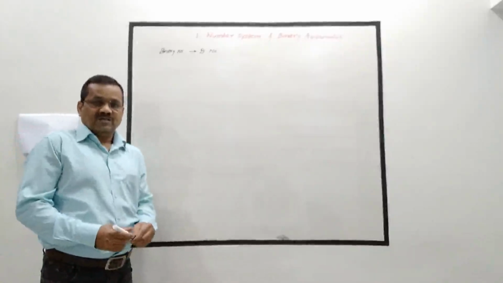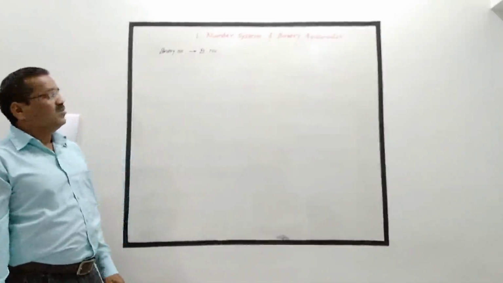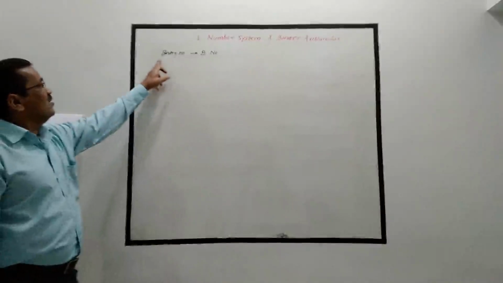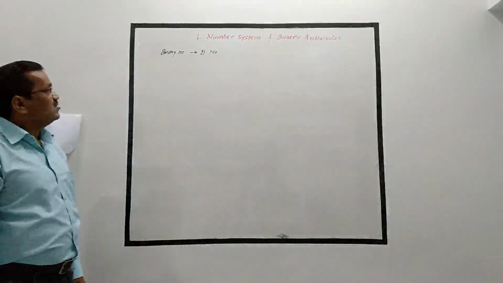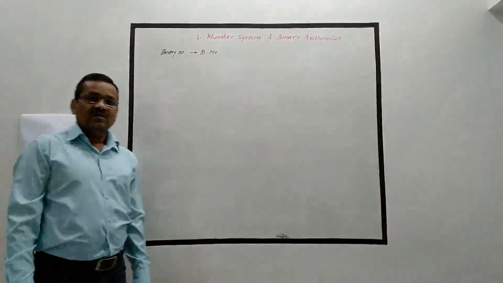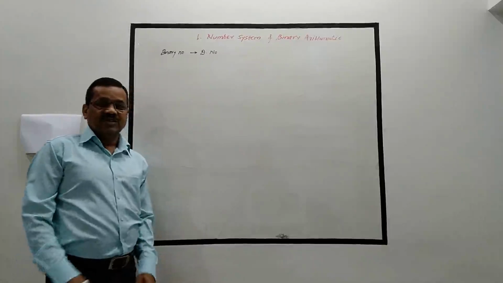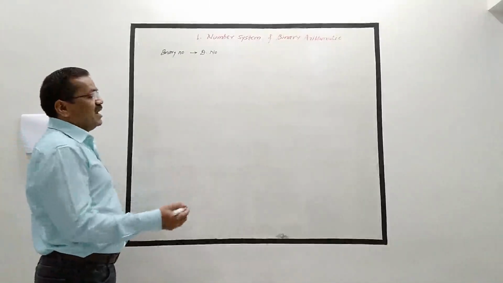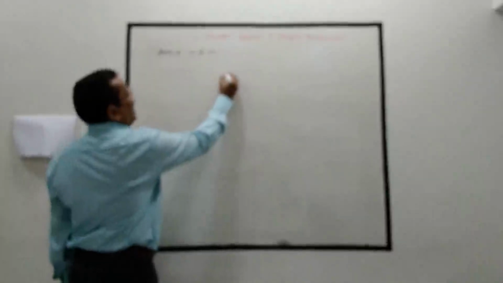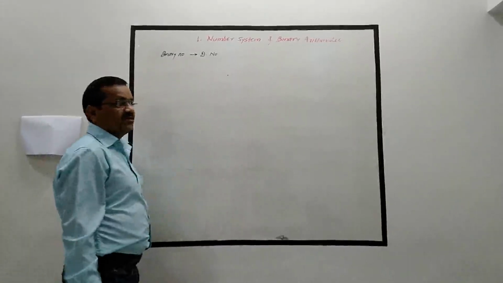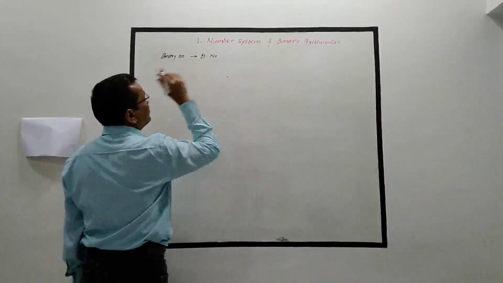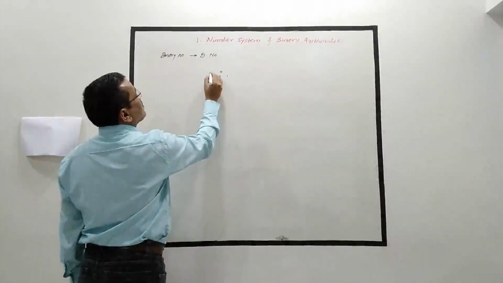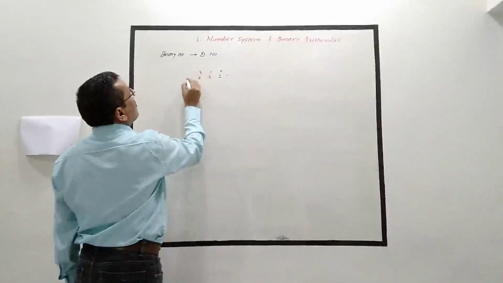Again, a certain procedure is used to convert binary to decimal number system. When we convert binary to decimal number system, the decimal weightage of binary numbers should be right. The decimal weightage of binary numbers are as follows. This is the decimal point. 2 raised to 0, 2 raised to 1, 2 raised to 2, 2 raised to 3.